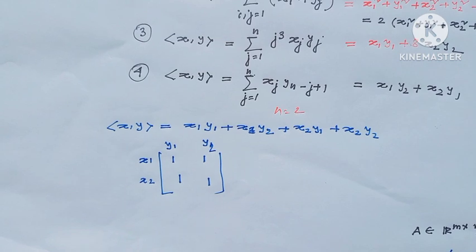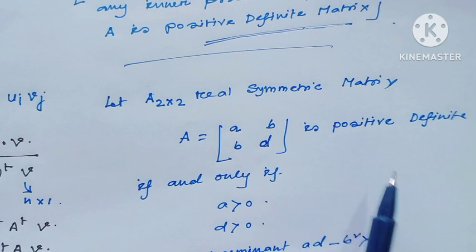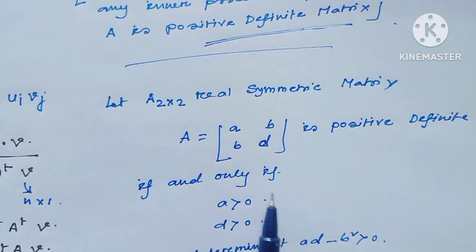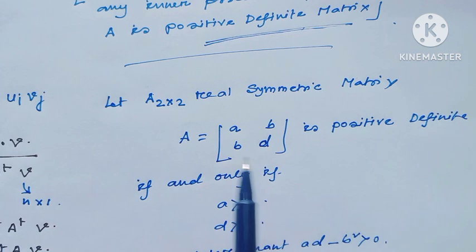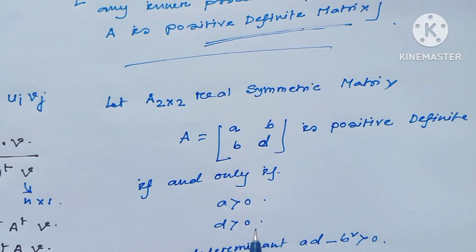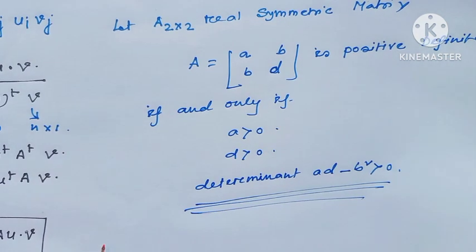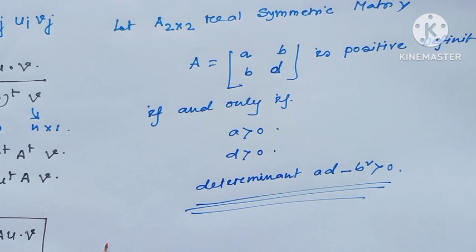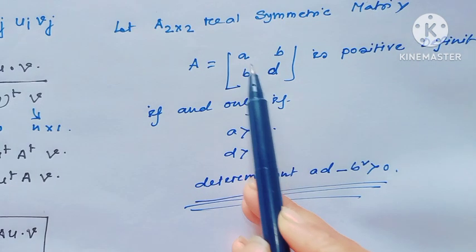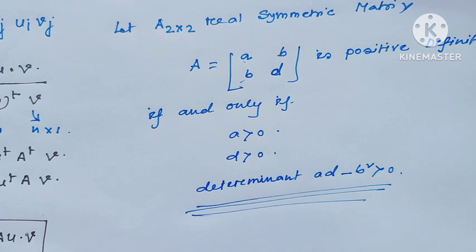Therefore, we have to verify the positive definiteness, and all of us know that for a 2 cross 2 symmetric matrix A, the matrix is positive definite if A and D are greater than 0 and the determinant AD minus B square is greater than 0. Obviously this matrix would be symmetric, so the matrix would be written in the form A B, B D. If it follows such a way, then we can tell this matrix is positive definite.